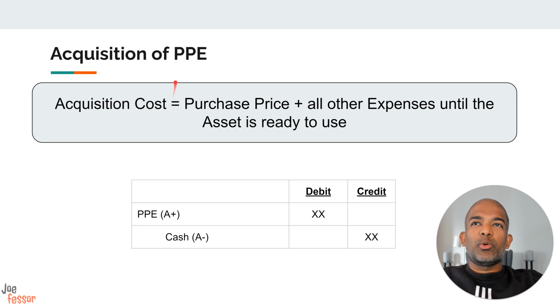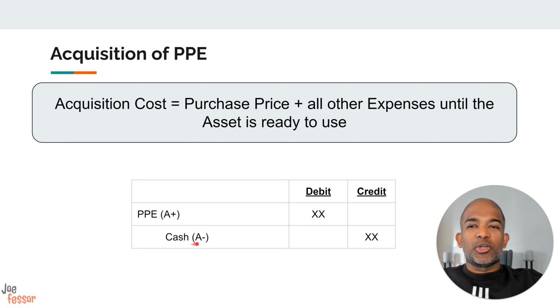When a firm acquires a PPE, or plant, property and equipment, from here on we're going to just refer to it as PPE, the acquisition cost of the asset is calculated as the sum of the purchase price and all other expenses until the asset is ready to use. Expenses such as shipping, installation costs or taxes can all be considered until the asset is ready to use.